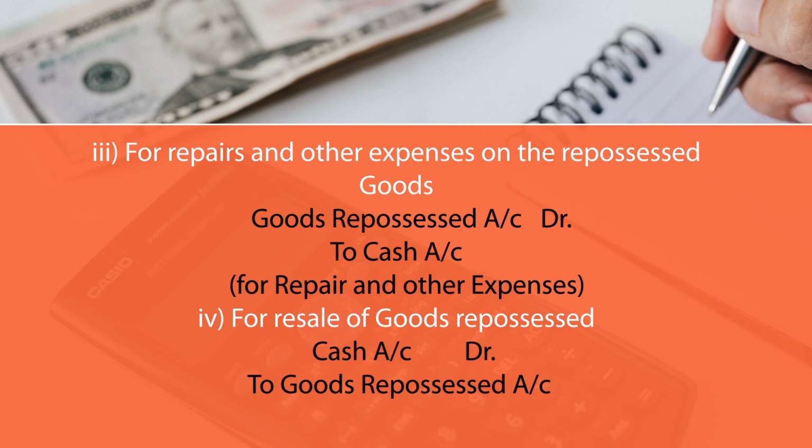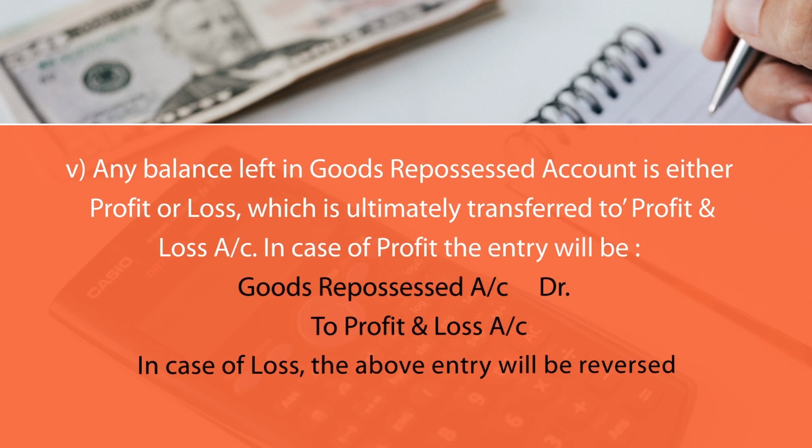So, as per the rationale of the real account, debit what comes in and credit what goes out. Here, anything which is going out, the goods repossessed is going out, therefore the account of goods repossessed is credited. Any balance left in goods repossessed account is either profit or loss. So, when we dispose of the balance of the goods repossessed, either we will incur a loss or we will incur profit. In case of profit or loss, what journal entry would be recorded?